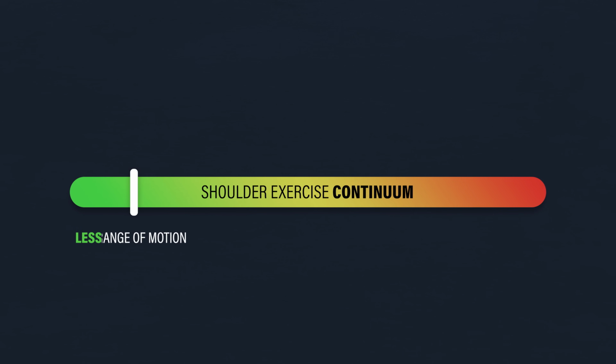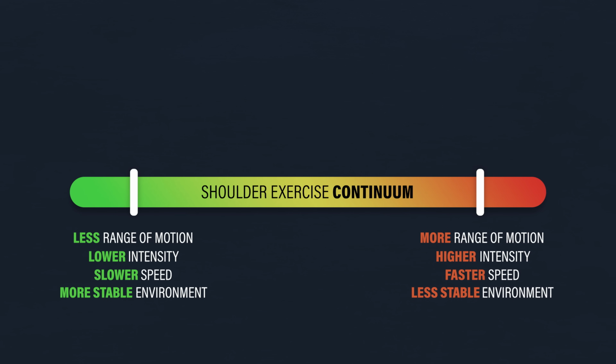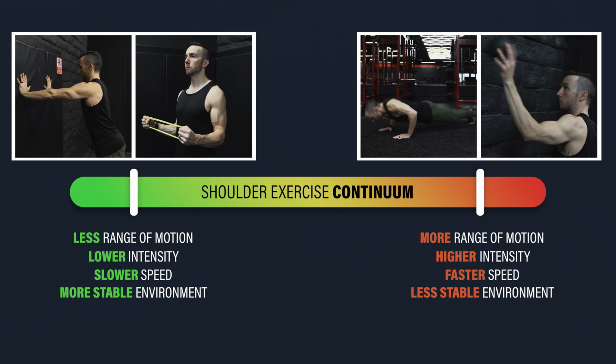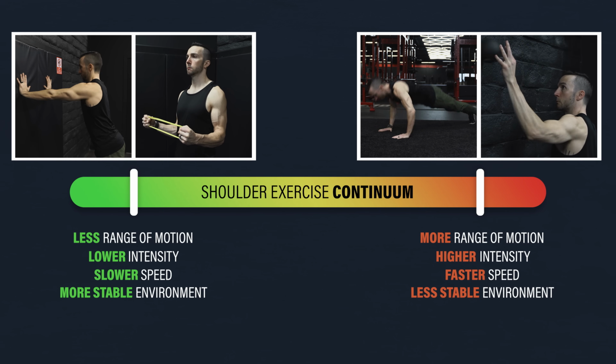On the left side, movements involve less range of motion, lower intensities, slower speeds, and more stable environments, while exercises toward the right side will move through more range of motion and involve higher intensities, faster speeds, and less stable environments. A plank on a wall and an external rotation isometric with a band would be examples of exercises on the left side, while plyometric push-ups and ball dribbles against a wall are examples of exercises on the right side.